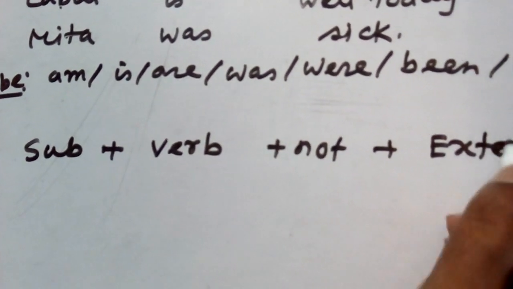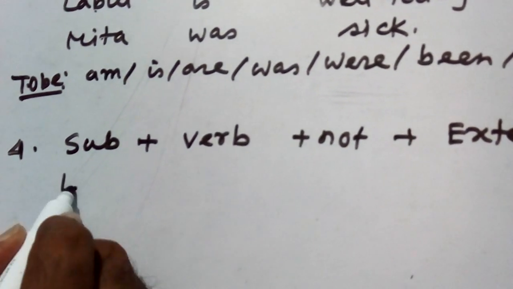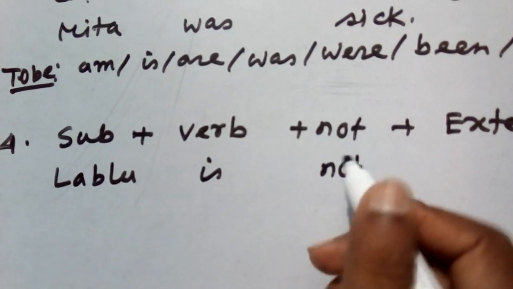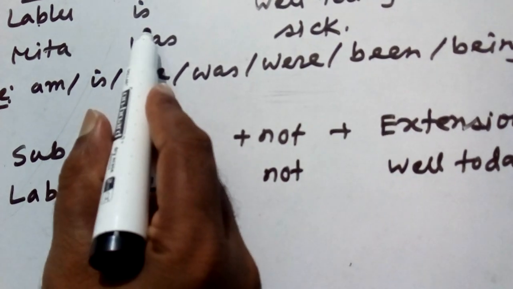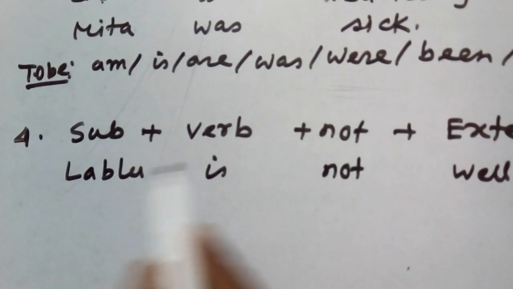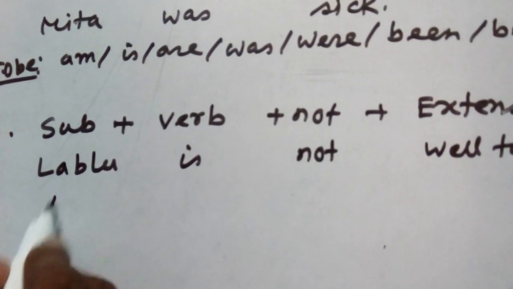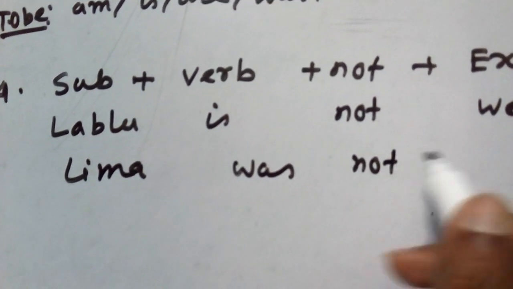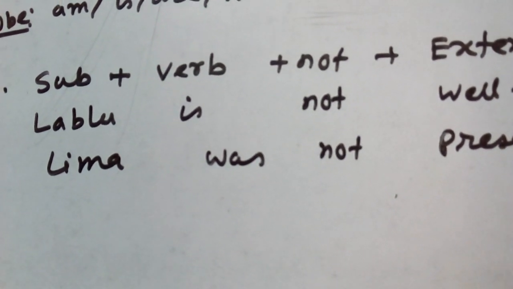That structure we can make extension. So here, Lablu is not oil today. Here it is affirmative, but now it is negative. Lablu is not oil today. Lablu, subject, verb is not same, and that's oil today. And we can write down here, Lima was not present there. Was not present there.